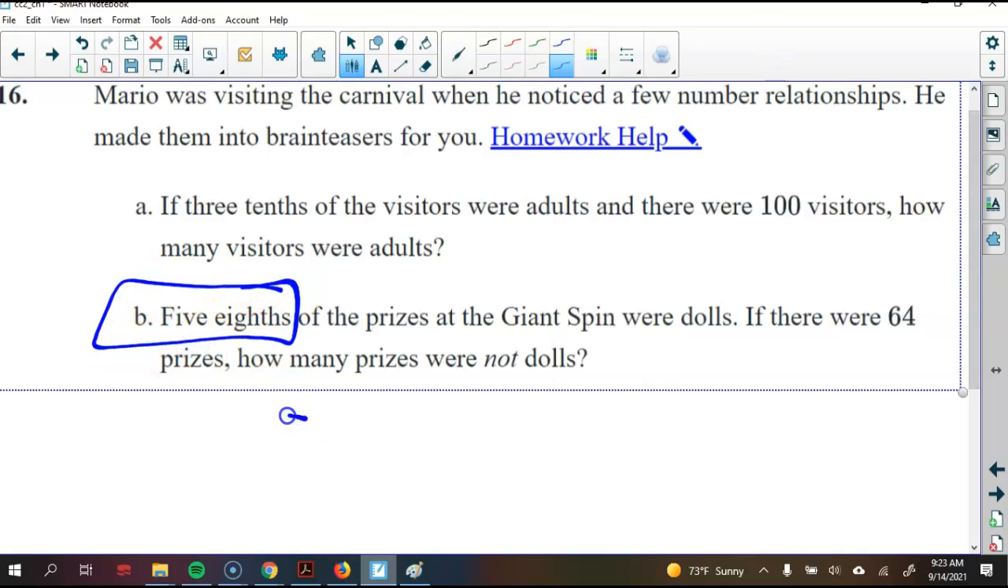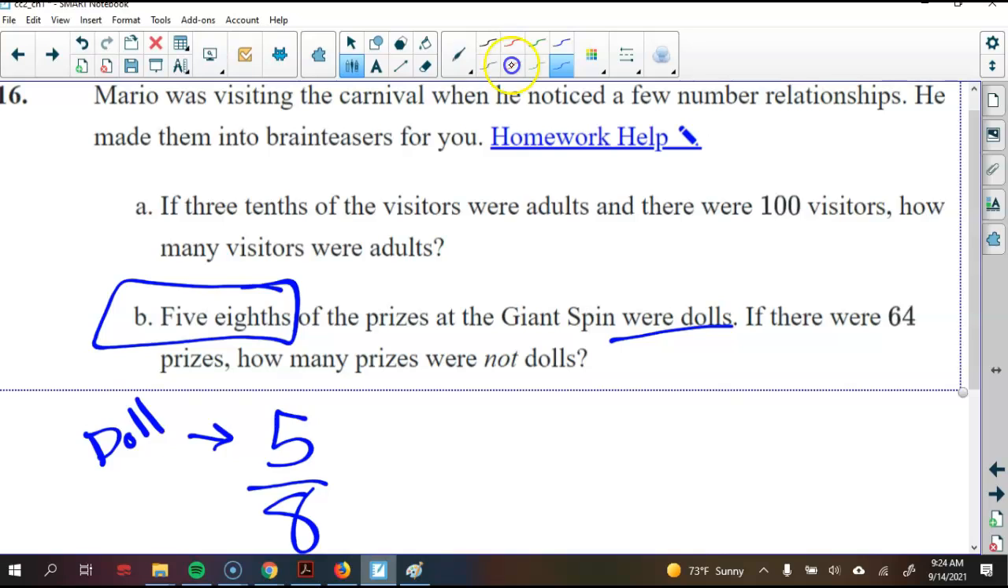So, 5/8. We're going to write that down. 5/8. What's that referring to? Were dolls. Which means 5 out of every 8 total prizes is a doll. So there are 3 that are not.